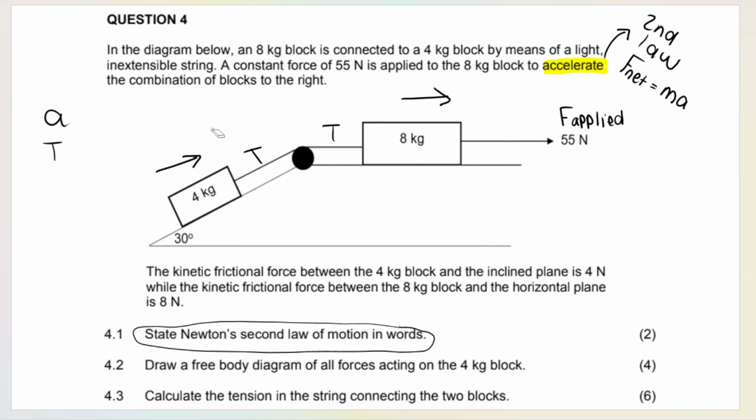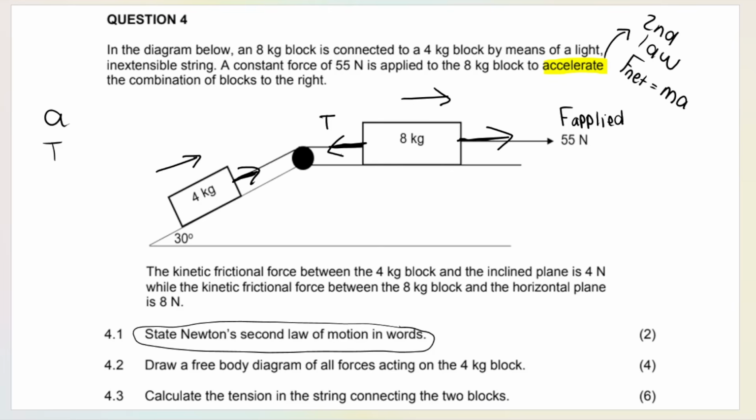Just bear in mind, and we'll discuss this when we do free body diagrams, but the tension in this rope over here is pulling the 4 kilogram up and to the right, but the tension in this rope is actually pulling the 8 kilograms to the left. And that is confusing for some students. Remember, the applied force is pulling the 8 kilograms to the right, but the tension in the rope is pulling the 8 kilograms to the left slightly.